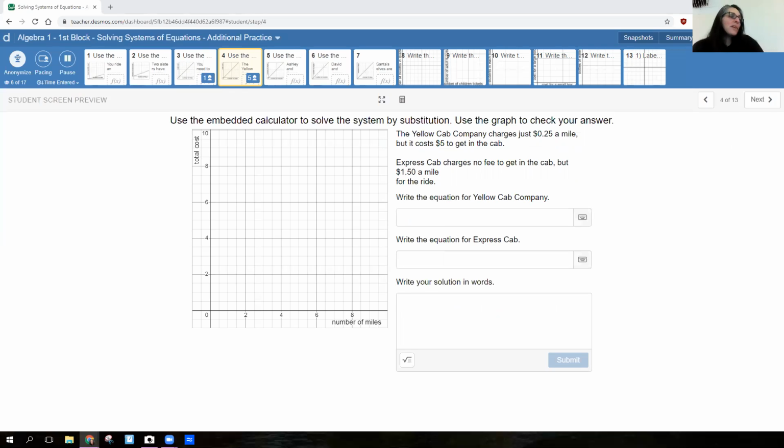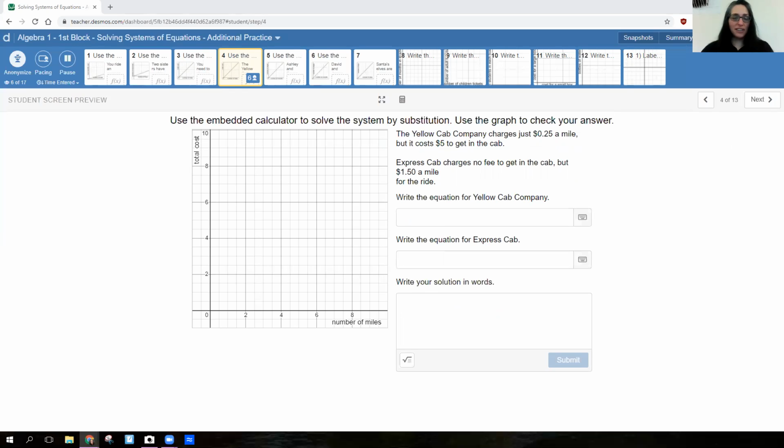All right, very good. Okay, so now it's a cab company. The yellow cab company charges 25 cents a mile, but it costs $5 to get in the cab. Express Cab charges no fee to get in the cab, but they charge you $1.50 a mile for the ride. We need to write an equation for each.